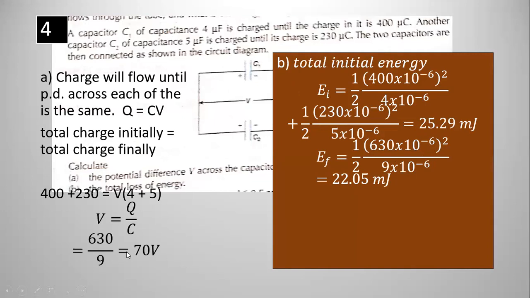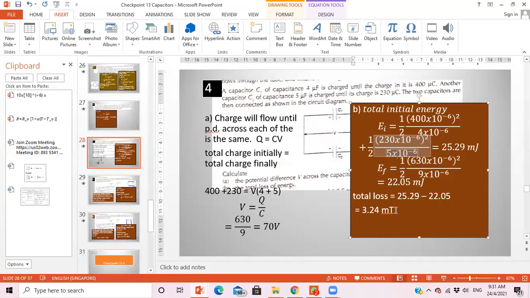Minus, they say total loss. And then your final capacitance is you just add the capacitors together, 5 plus 4, and 10 to the power minus 6 as well. Then you subtract to find the loss in energy. Oh, what am I doing? Joule.